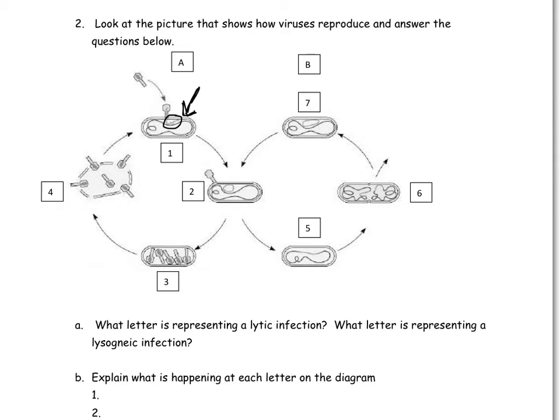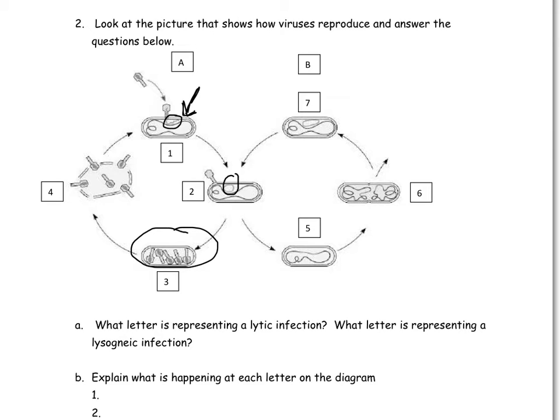Now in step 2, what you see happening is the genetic material has now completely entered the host cell, and it's going to start to take over the host cell. And when it takes over the host cell, it's going to tell the host cell, stop doing what you're doing and start making more viruses. And that's what's happening here in step 3. The host cell is making more viruses instead of doing what it's supposed to normally be doing, which is functioning and making proteins and whatever else it has to do.